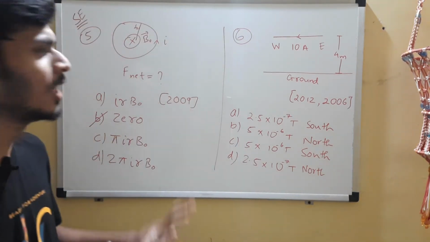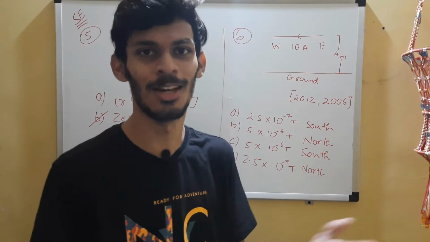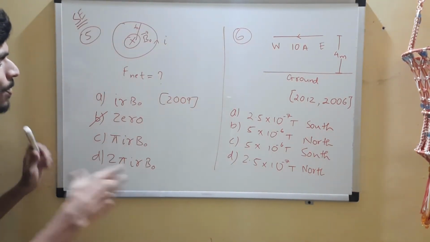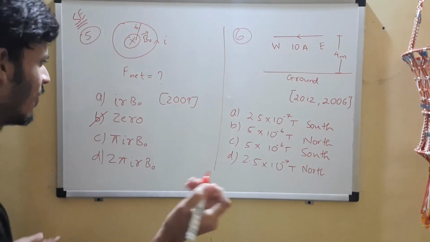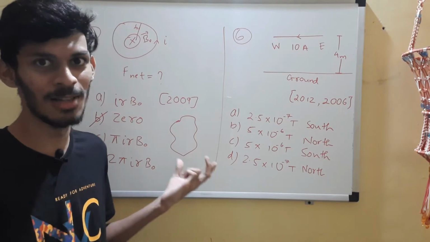The only condition is that the loop should be closed. What am I saying? Loops are always closed, right? So no condition as such. So loop can be any shaped. You can have any random shaped loop. The net force on that loop will be always 0.